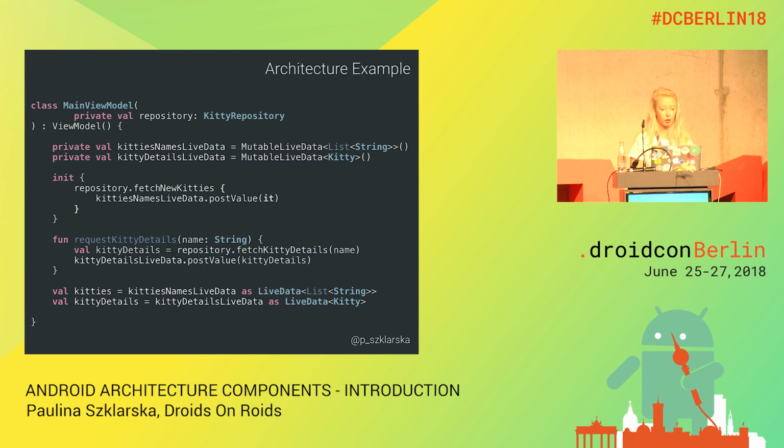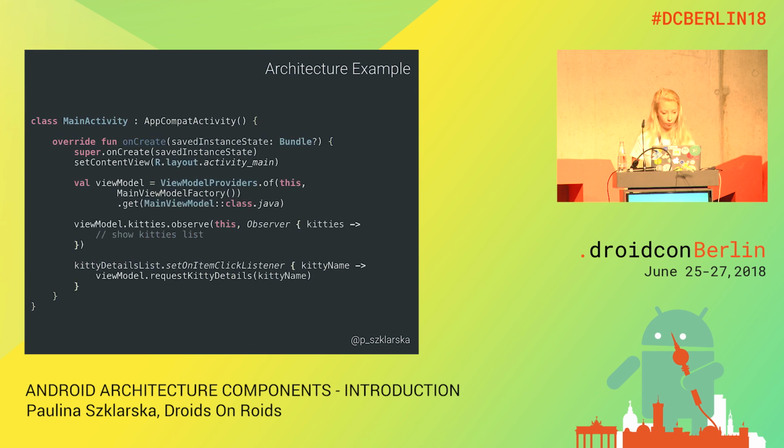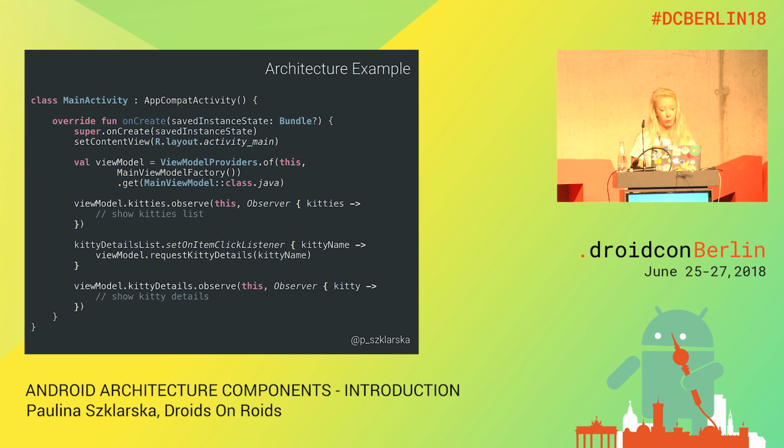So as you see, we have all the data that is needed for our UI stored in one place, in a view model. All of this is lifecycle aware, so we don't need to worry about checking if the activity is started or not. And all of this is very easy to test. In our activity, we can just subscribe to observing those changes.